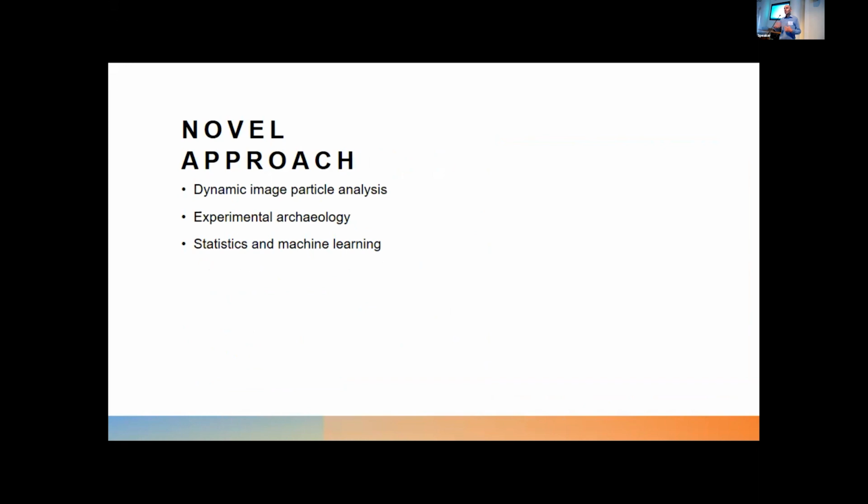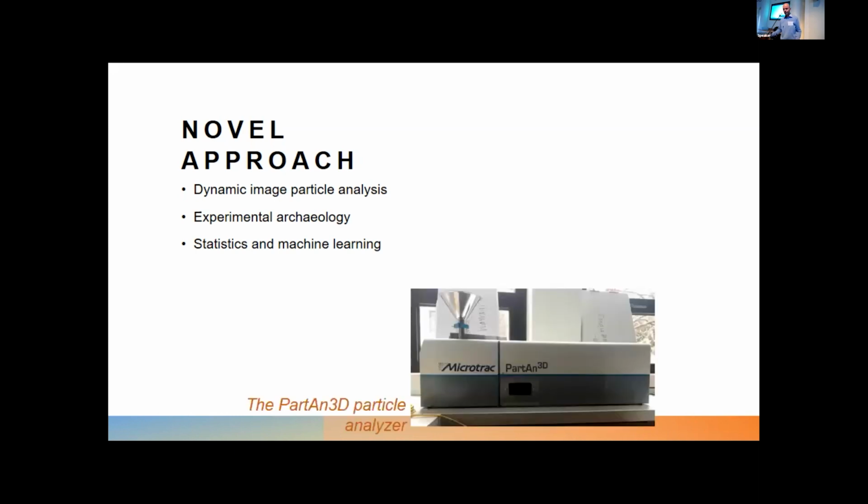And what I'm doing now, and this is where the DSI really comes in, is developing a new approach that combines three different aspects, and I'll explain them quickly. On the one hand, there is dynamic image particle analysis. Vanderbilt helped me obtain a specific particle analyzer that you see here in this photo.